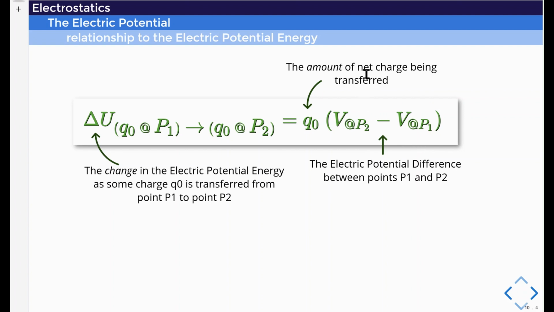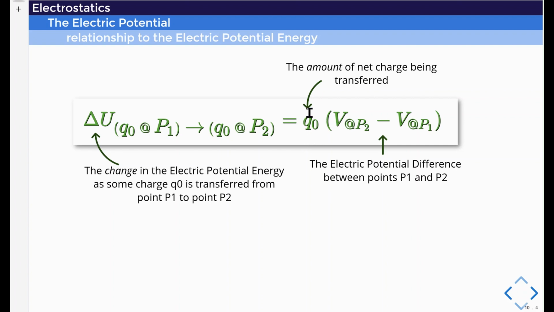So the amount of net charge being transferred, Q naught, is moving in a landscape that is dictated by all of the other charges around. So this is set up by some other charges, and then I have the charge Q naught moving in that potential landscape between these 2 points. So I can always calculate the amount of change in the electric potential energy as charge Q naught moves between points P1 and P2 as the net charge being transferred, positive, negative, right?